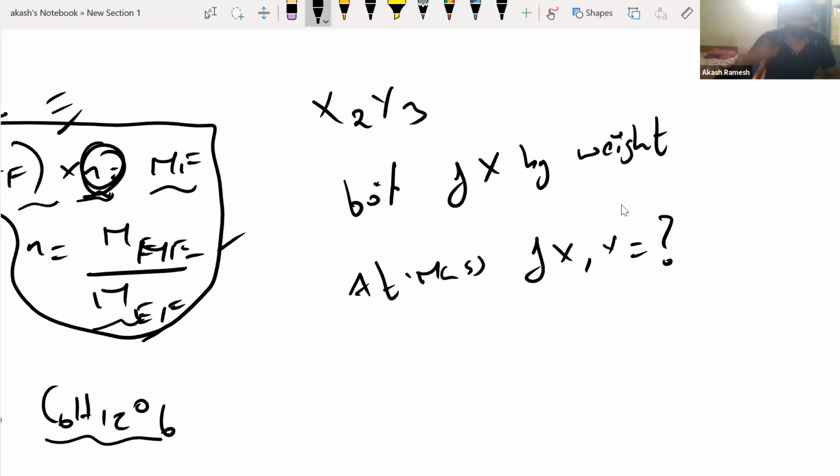Guys, think about this question. It has nothing to do with the empirical formula. It has just to do with the molecular formula, and some other data is given. 60% of the total weight of X2Y3 is basically going to be X. That's what they've given, and they want to know the atomic mass of X and the atomic mass of Y. Think about it. Come up with this. I'll also help you.